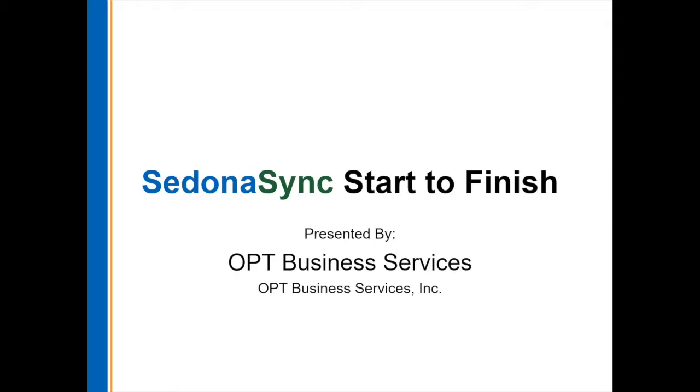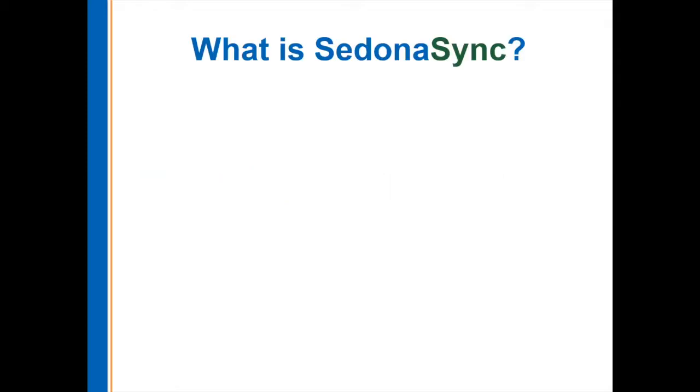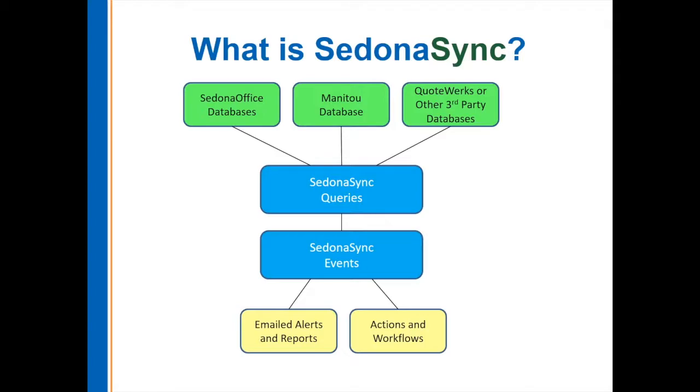SedonaSync is broken into two really core modules, what we call our SedonaSync queries and our SedonaSync events. The way it works is you create a query for something you're trying to get information on from the database. What's really powerful about SedonaSync is it's not just limited to SedonaOffice. You can query the Manitou database, QuoteWorks, G Suite, any third-party database that you have access to, providing you have the license in SedonaSync.